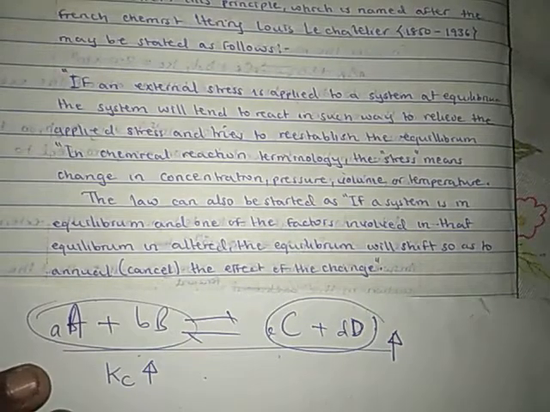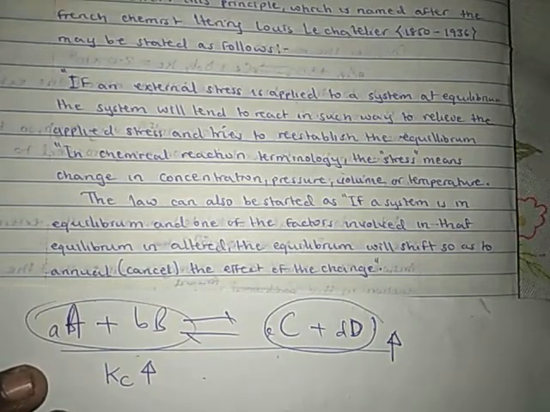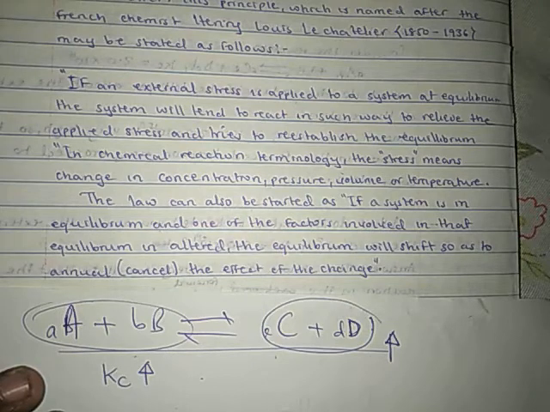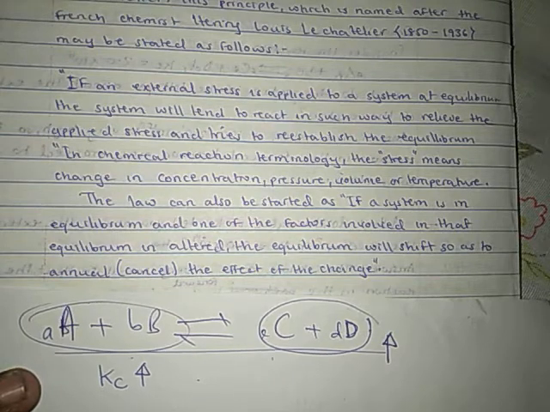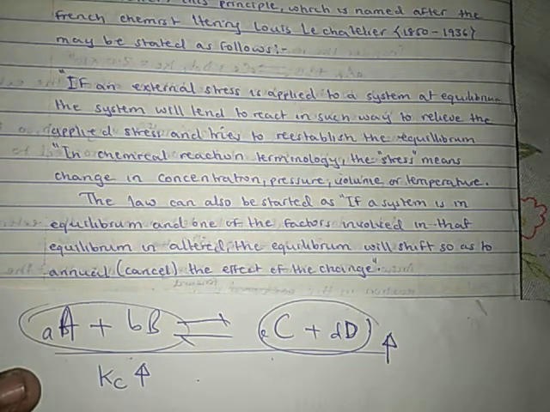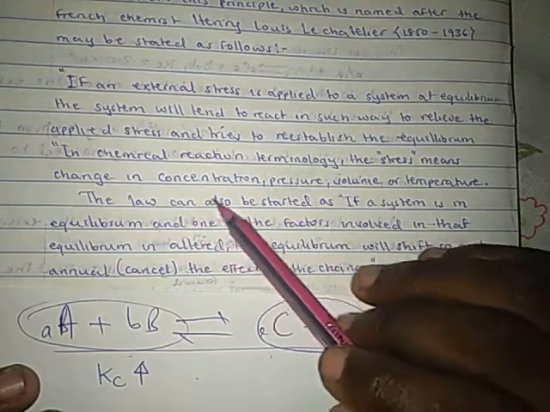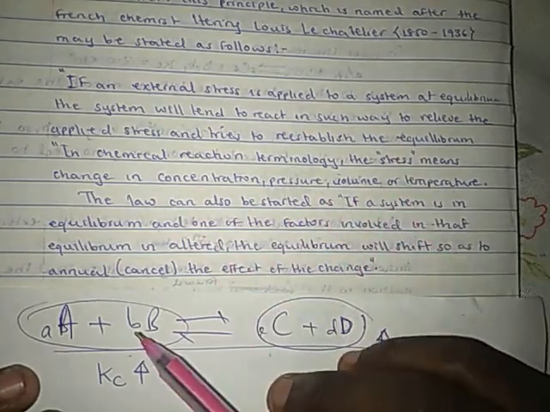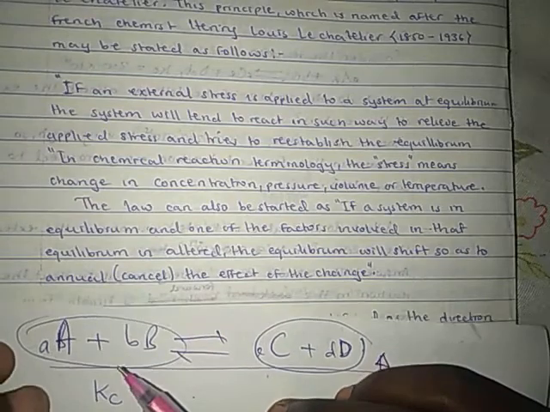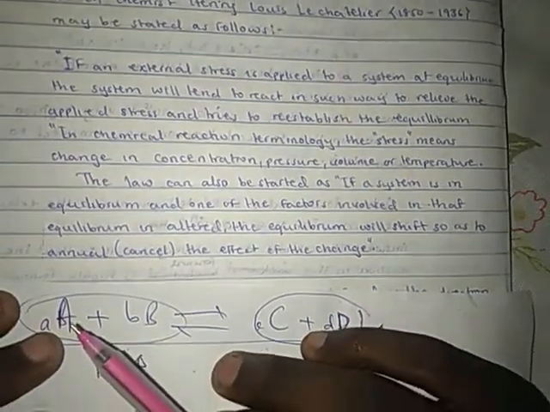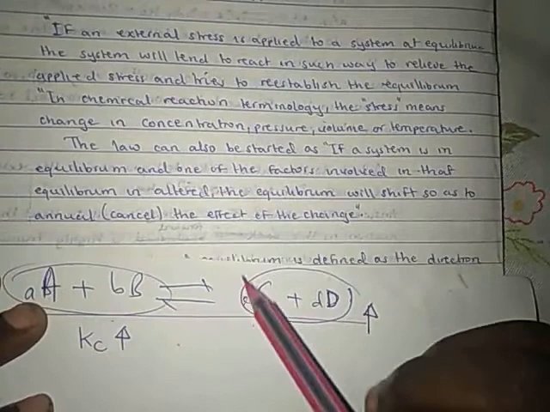So sometimes this Le Chatelier's principle can be stated, as we normally know in our form 3 chemistry, that if the system is at equilibrium and any of the factors is applied to the equilibrium system and alters the position of chemical equilibrium, then the system will tend to shift so as to establish the new equilibrium. Now, in a chemical reaction, the terminology stress means change in concentration, pressure, volume, and temperature. When we are using the terminology stress, tunakuwa tunamaanisha change ya vitu vinne: concentration, pressure, volume, au temperature.